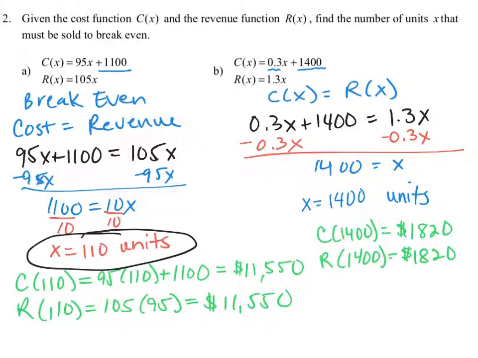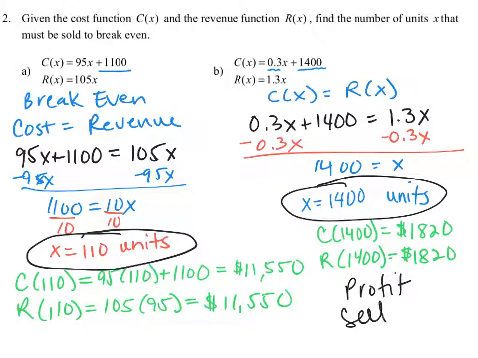So in business, you want to make a profit. You don't want to just break even. So in order to make a profit, you would have to sell more than 1,400 units to make a profit.